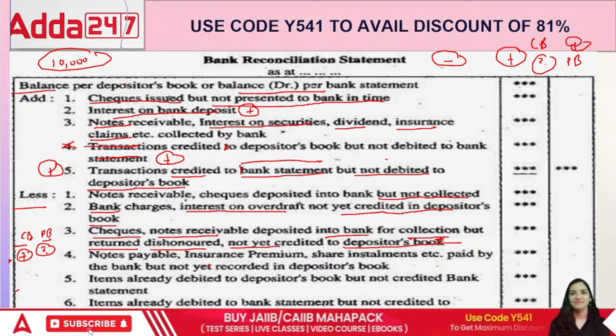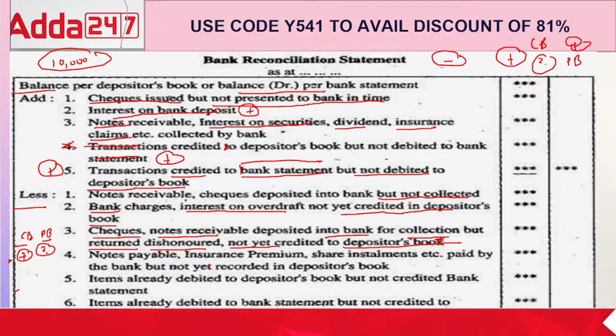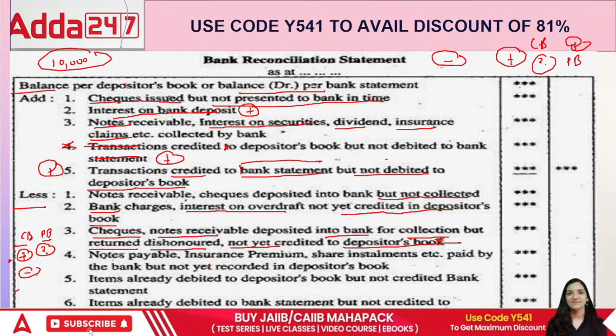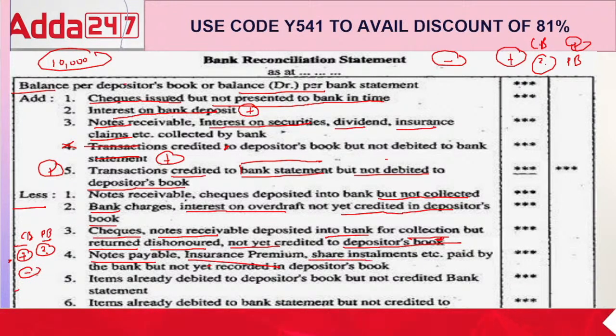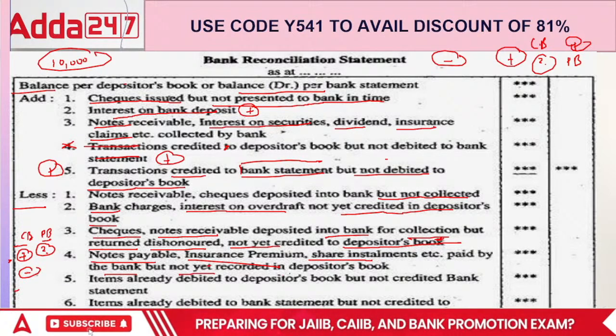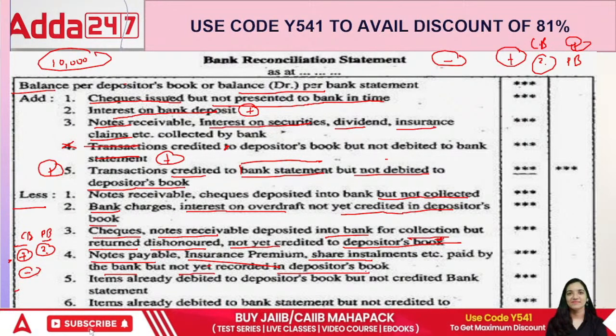So in this case, what is happening is that the check is no more received by me. So I will also have to deduct it from my books of accounts. Right? So that is what we call it here. Now, notes payable, insurance premium, share installments paid by the bank but not yet recorded in the depositor's book.